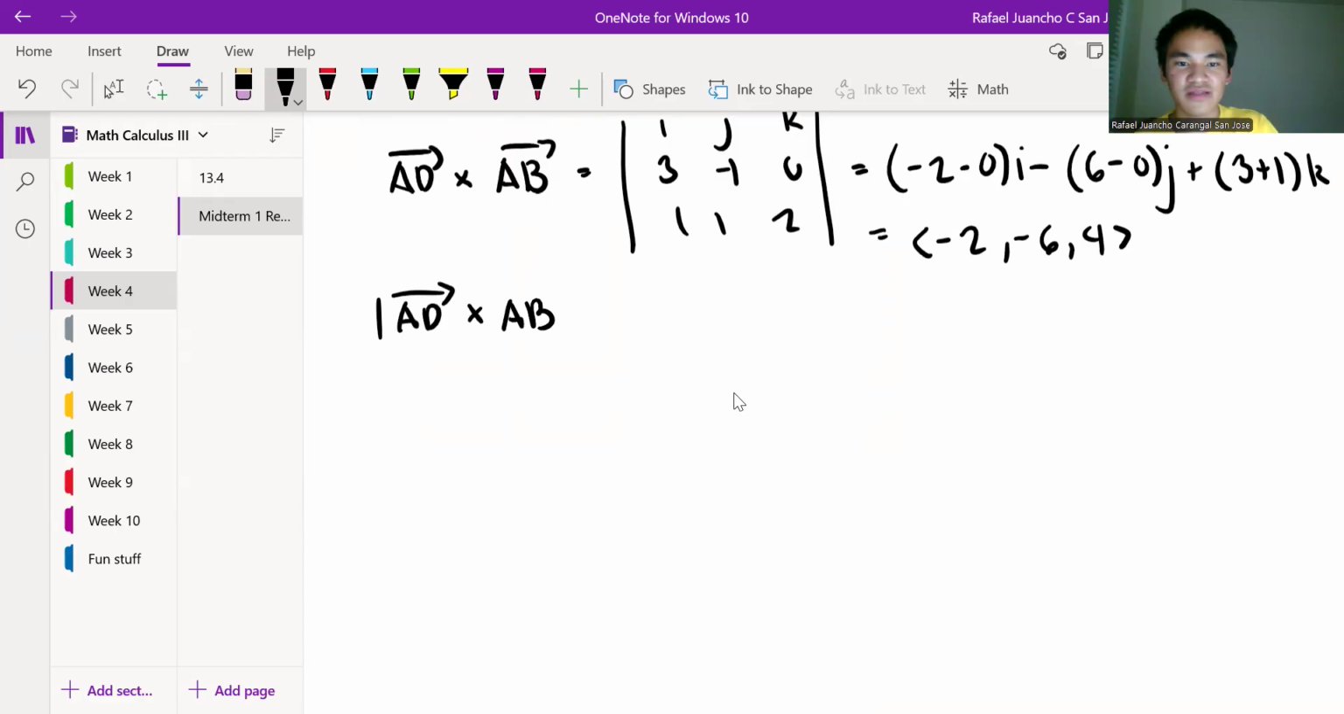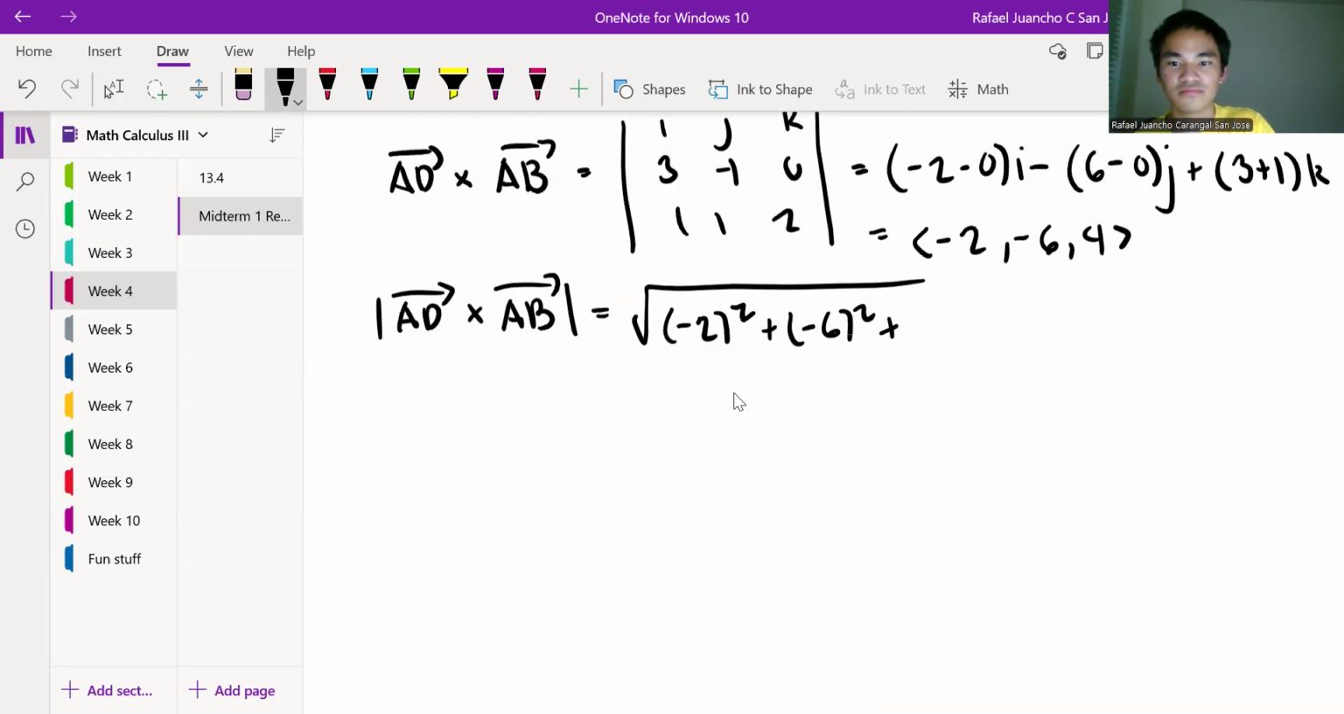Then I get the magnitude of that thing. So this will give me square root. Done. I got 4, 36, 16. 56, square root of 56. And that's it. That's my area of parallelogram.